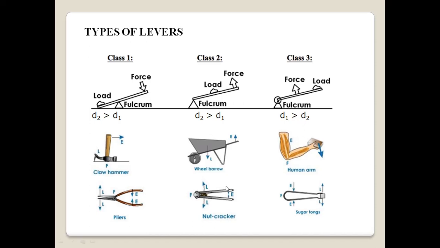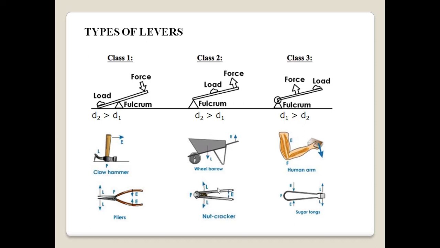Let us observe class 3. In class 3, the fulcrum is at the left end, the force is in the middle and the load is on the right side. So here force to fulcrum is D2 and load to fulcrum is D1. So here D1 is greater than D2. This type of lever is used to pick up things, not to carry heavy loads.